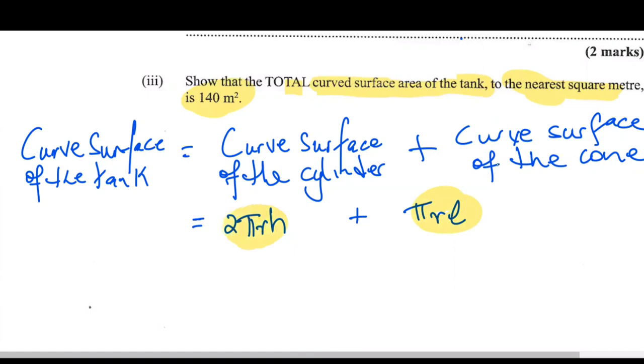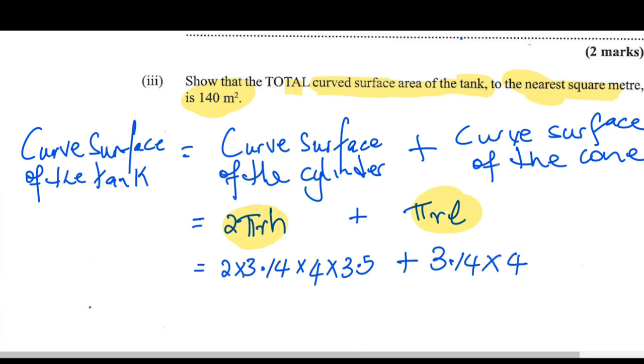Now let's look at the two measurements that we have. Pi is pi, so 2 times 3.14. The radius is the same, 4, and the height of the cylinder is 3.5. For the cone, pi is pi, 3.14. The radius is the same, and the L, we got 4.18. So talking about putting back together all the information, the rest is to calculate 2 times 3.14 times 4 times 3.5. And I'm getting something like 87.92.